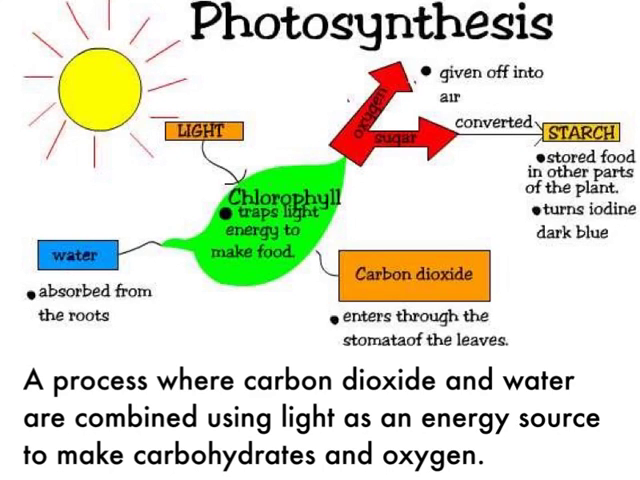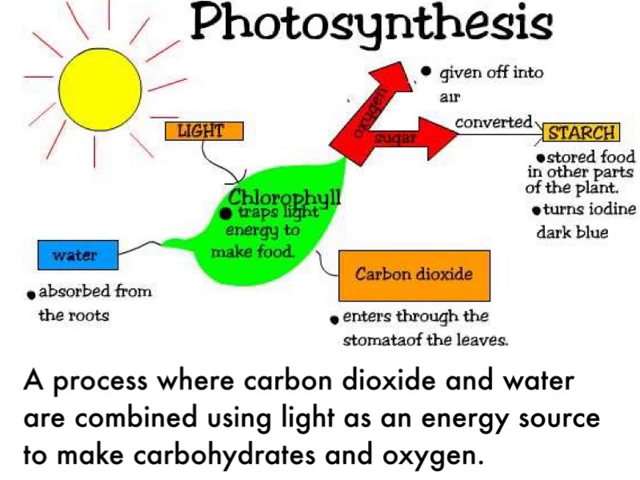And it essentially says it traps the light. It absorbs the light. It absorbs the energy from the light. And that energy is then converted into ATP, which we'll talk about a little bit later on. But you can see here that this plant is taking up water from its roots and carbon dioxide, which enters through the stomata of the leaves.